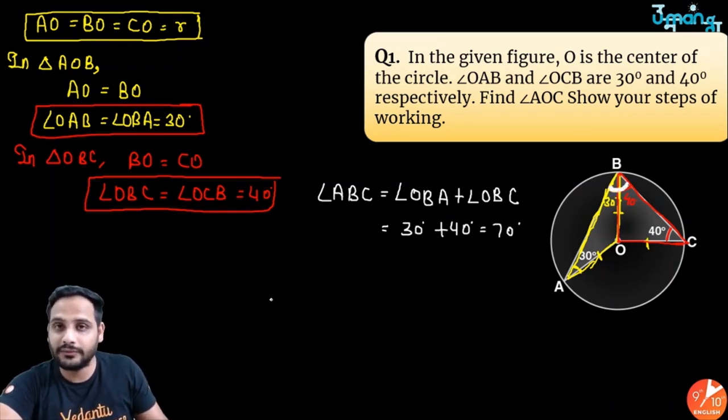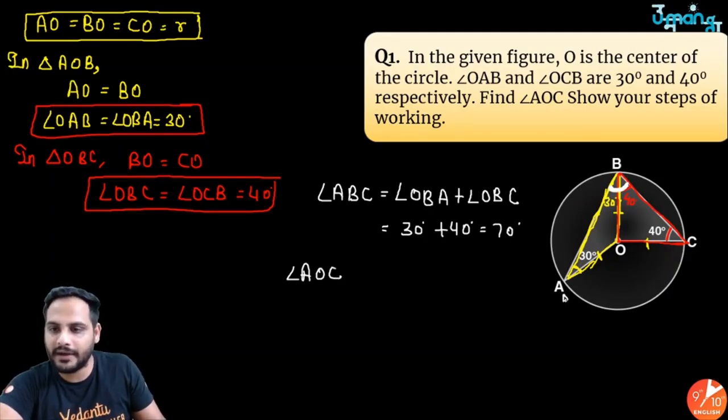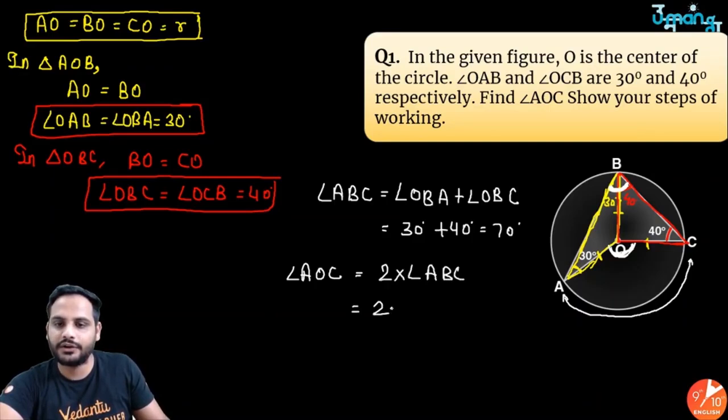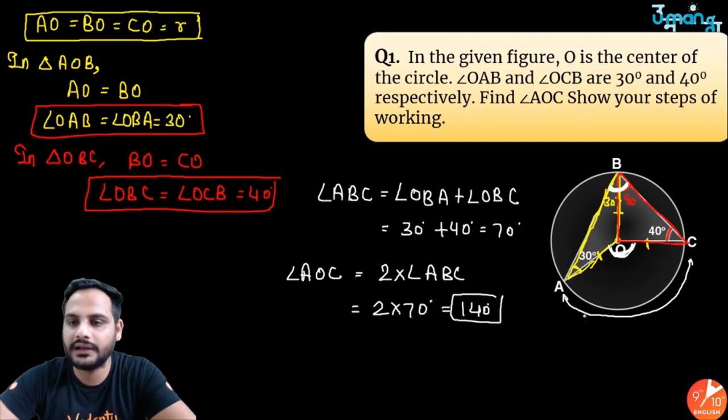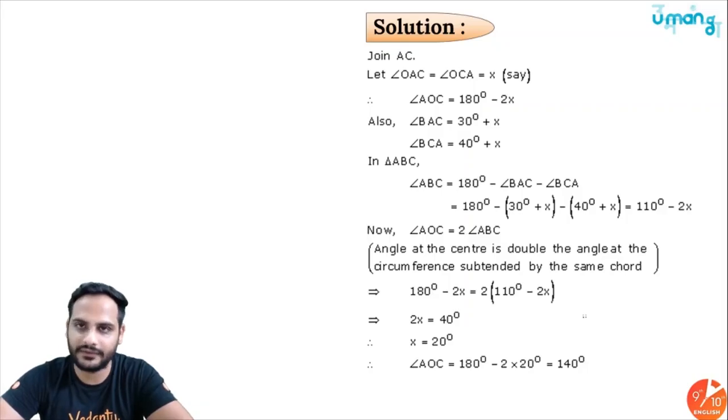And I know one more thing, that angle subtended by any arc at the center, angle AOC, will be double of the angle subtended by it in the remaining part of the circle, will be equal to double of angle ABC. So it will be 2 times 70 degrees, that is equal to 140 degrees. So angle AOC will be equal to 140 degrees. Okay? This is how you can get your answer.